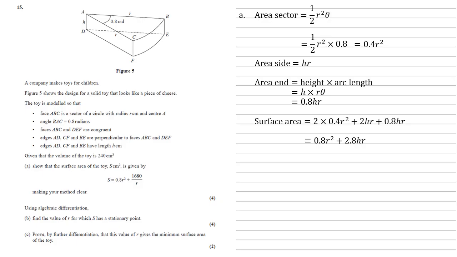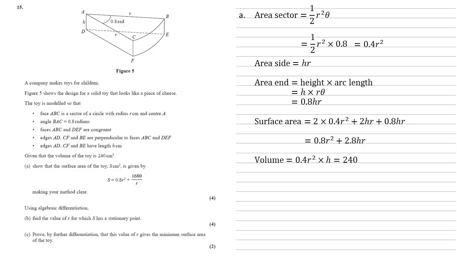So our toy is a prism. So the volume of the prism is going to be the area of the end times the height. We know the area of the end, it's the sector, it's 0.4 r squared. So the volume is 0.4 r squared times h, and as the question says, that is equal to 240.